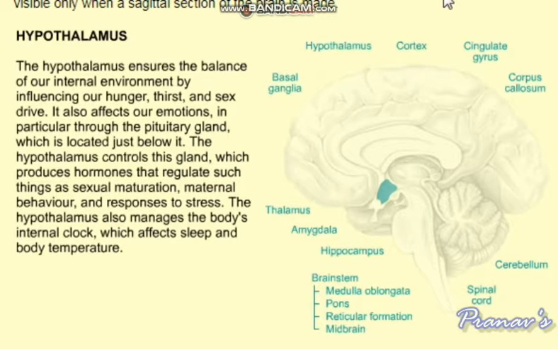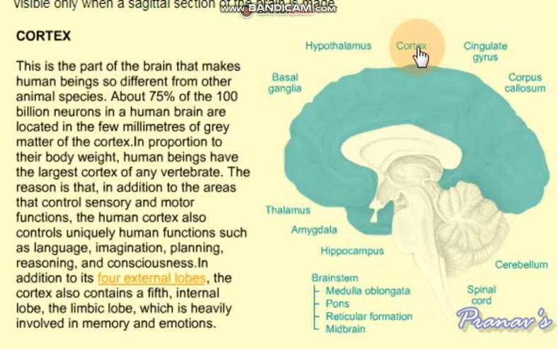I think it's clear. The next is cortex. This is the part of the brain that makes human beings so different from other animal species. About 75% of the 100 billion neurons in a human brain are located in the few millimeters of gray matter of the cortex.